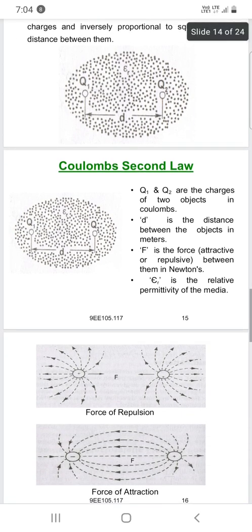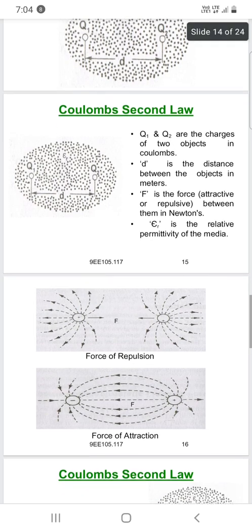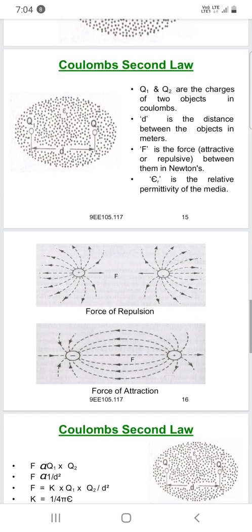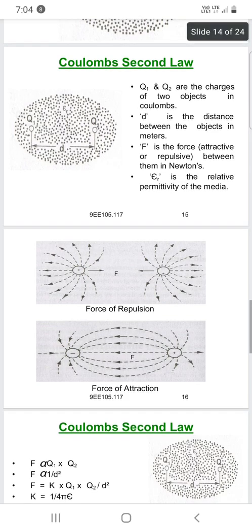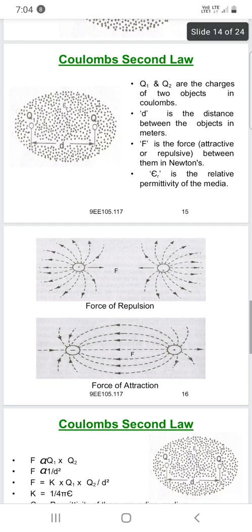Then, according to Coulomb's second law, Q1 and Q2 are the charges of the two objects, in coulombs. The unit of charge is coulombs. F is the force, either attraction or repulsion, exerted between the two charges.